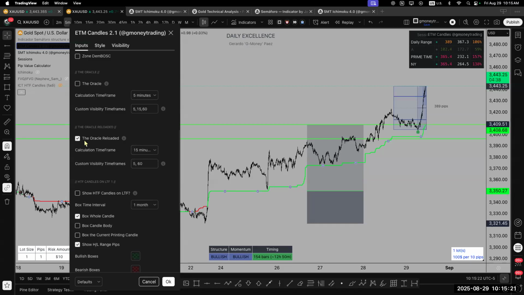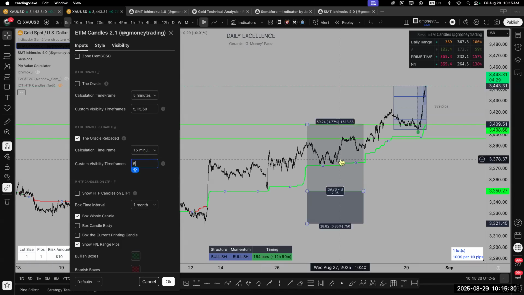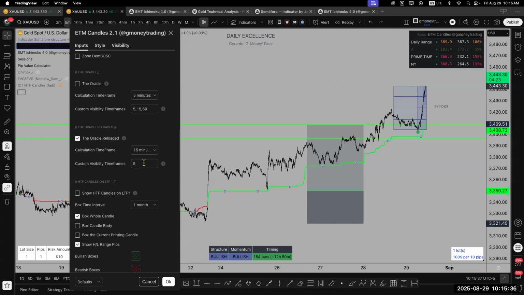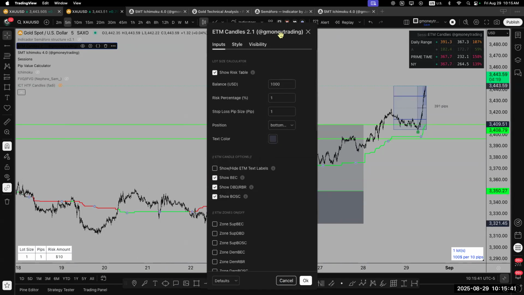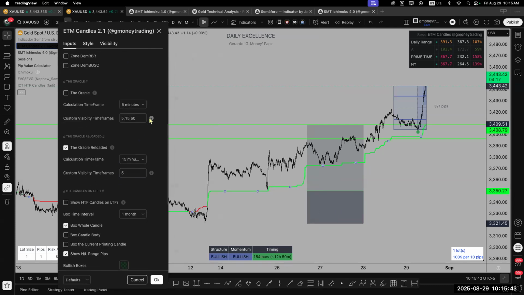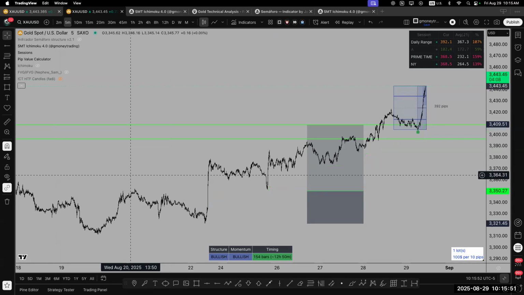So Oracle reloaded, turn it on, make sure it's in 15-minute. I only use it on the 5. I will just show you as an example that I had on there to compare. That's all I use it for, but you can use it on whatever time frame you want. If you read these little notes here, if you wanted to show on all time frames, just type in chart.